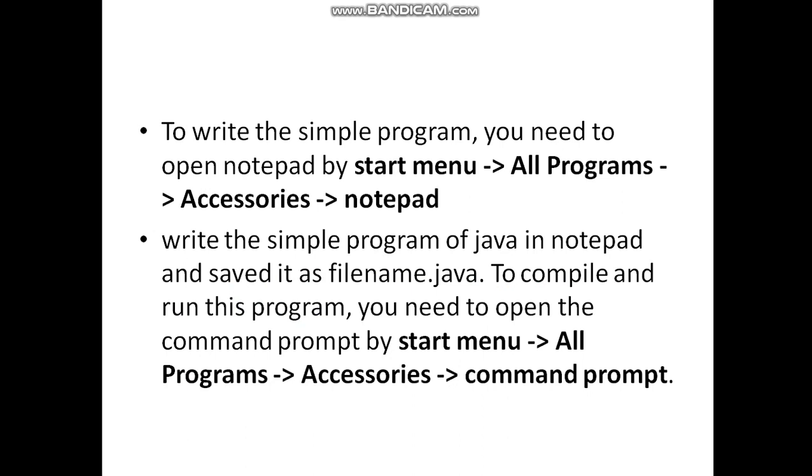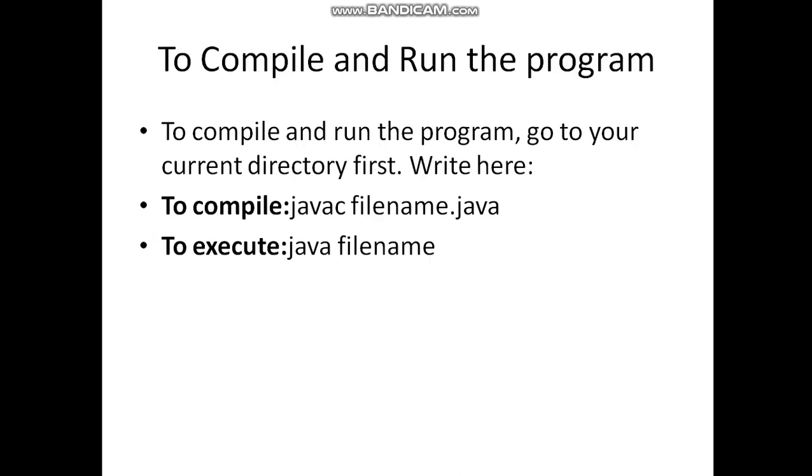To write the simple program, you need to open Notepad by Start menu, All Programs, Accessories, and then Notepad. Write the simple Java program in Notepad and save it as filename.java. To compile and run this program, you need to open the command prompt by Start menu, All Programs, Accessories, and Command Prompt.